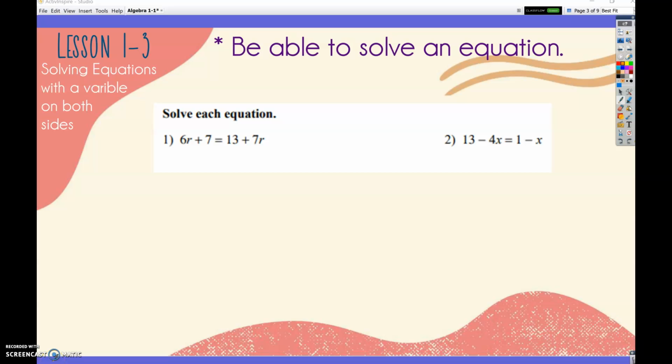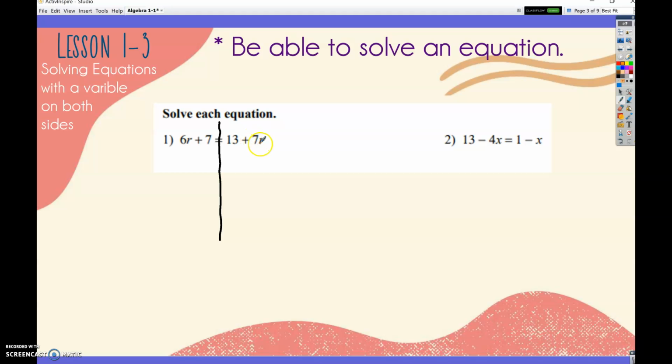In Lesson 1.3, the standard required is for us to be able to solve an equation. So here we see an equation with variables on both sides and plain numbers on both sides. It can be helpful to draw that line down the equal sign so you remember to keep both sides balanced.